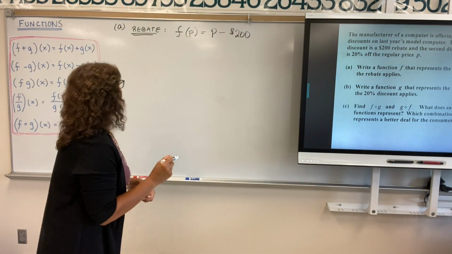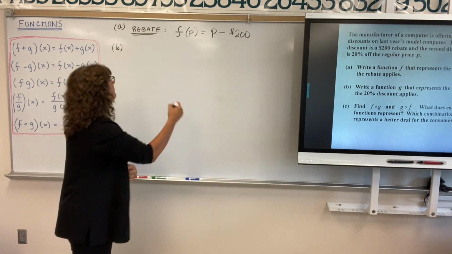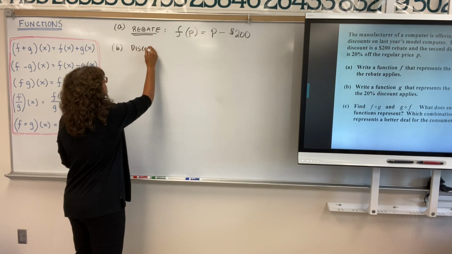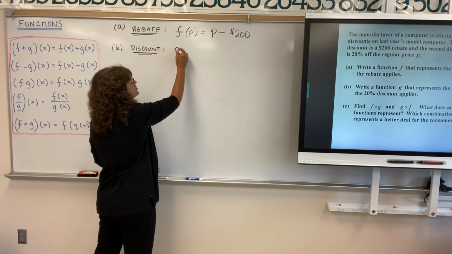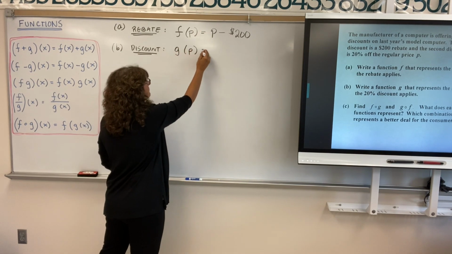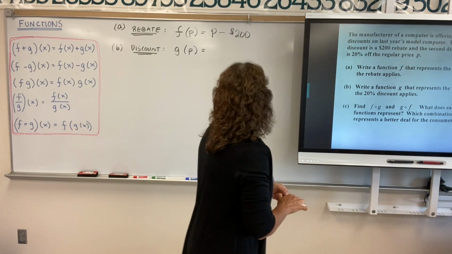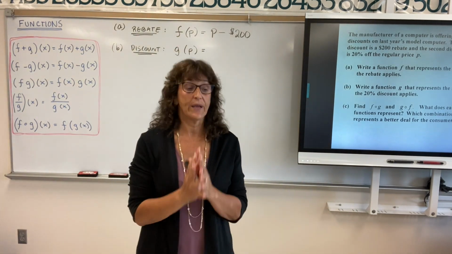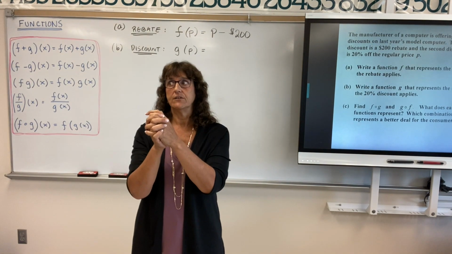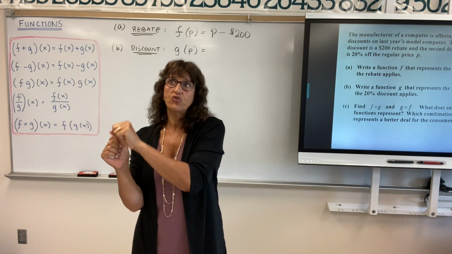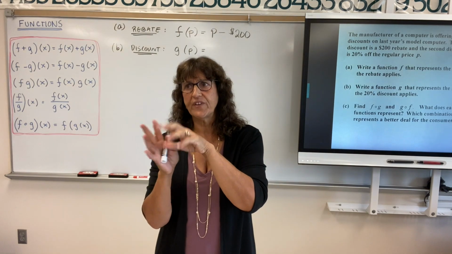Okay, so letter B says, what if it's just the discount being applied? So we want to use the G function to represent the discount. Write a function G that represents the sale price if the 20% discount applies. Okay, so 20% discount. So I have my $1,000 computer here but they're trying to get rid of them. If only the 20% discount applied, then I can take the 20% off.